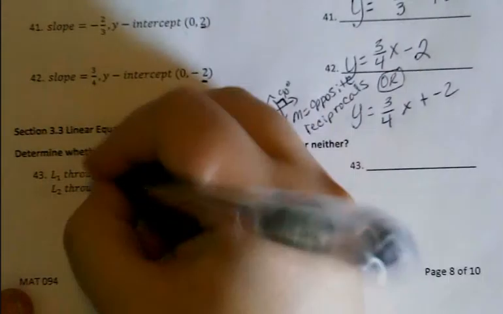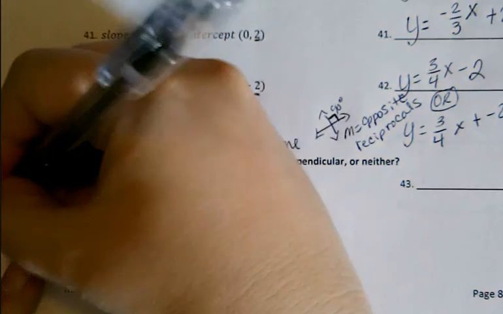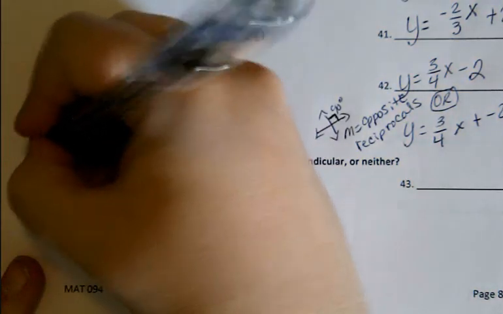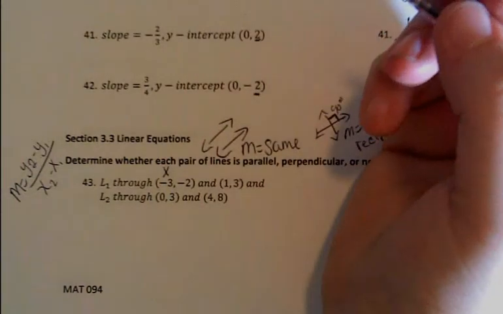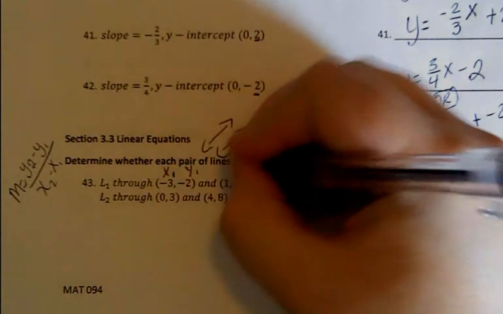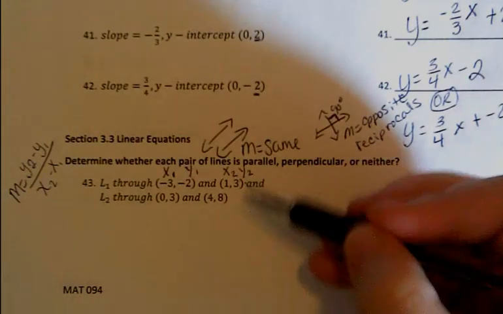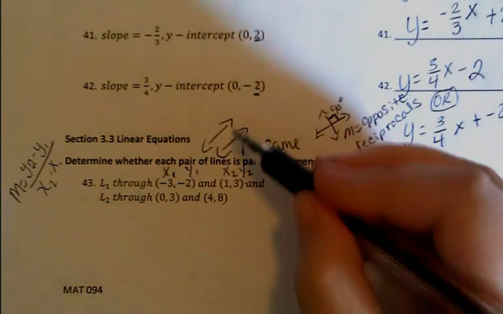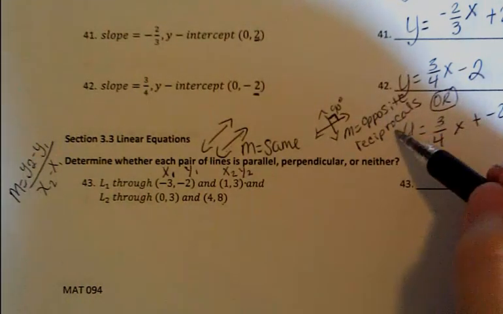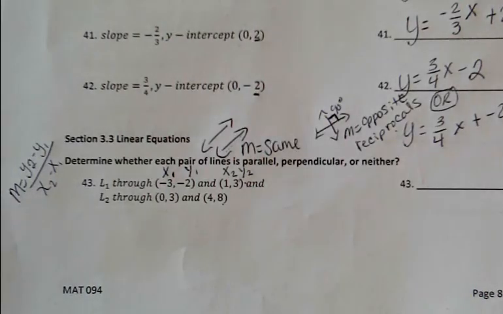So we're actually going to have to use that formula, m equals y2 minus y1 over x2 minus x1. So I label my x1, y1, x2, y2. And I have to find the slope of this line, and then I have to use the formula to find the slope of this line. And then I compare them. If they're the same, then the lines will be parallel. If they're opposite reciprocals, then they're going to be perpendicular. If they are neither one of those, you would put neither.